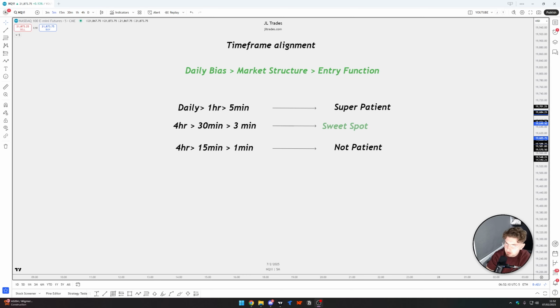The 5-minute is just a little bit too long and doesn't offer as many setups that I personally would like throughout the day or throughout the week.